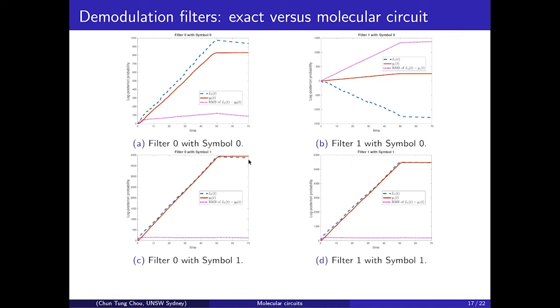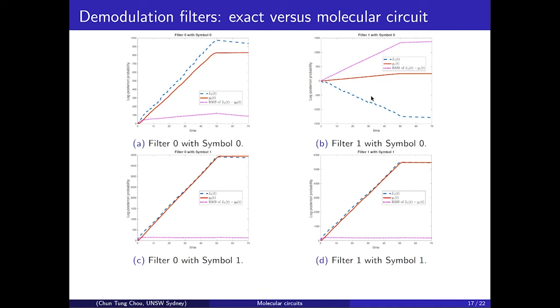And what you see here is the two are actually quite similar, and we do a lot of realizations. We simulate it many times, and the magenta curve tells you the root mean square error. So the approximation is very good, and so our circuit can approximately compute the log likelihood quite well. Now, how about when it comes to symbol 0? If symbol 0 is sent, and it goes through filter 0, the approximation is not as good, but it's still very good.